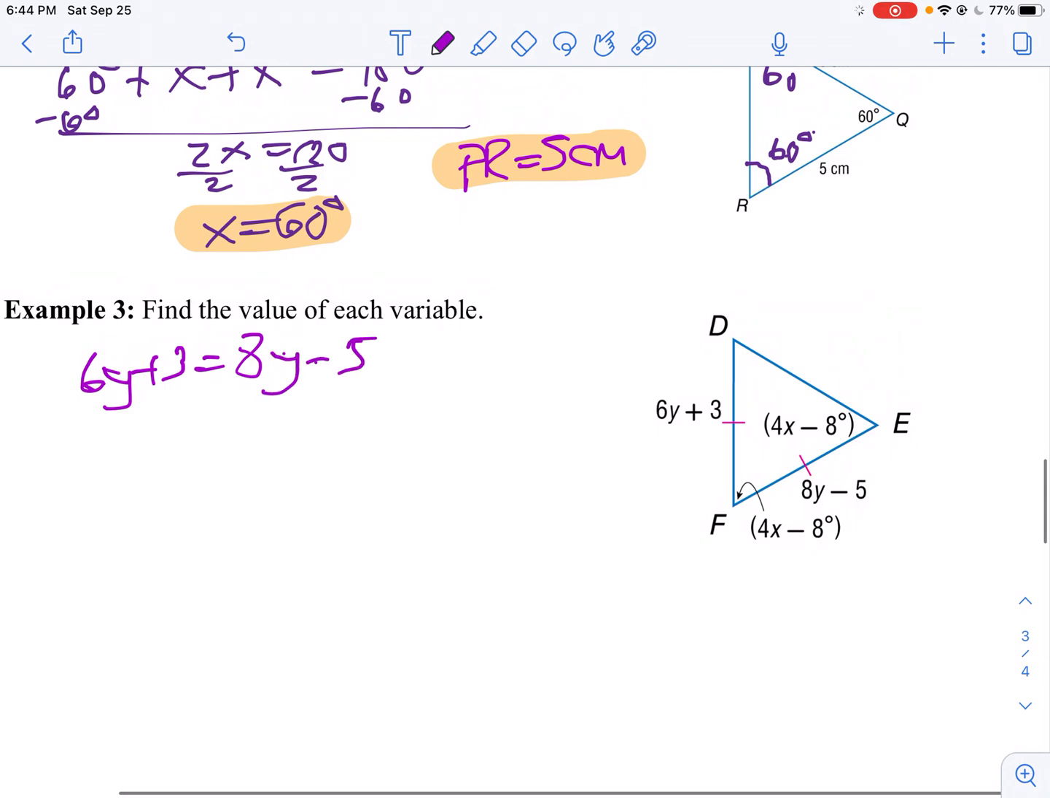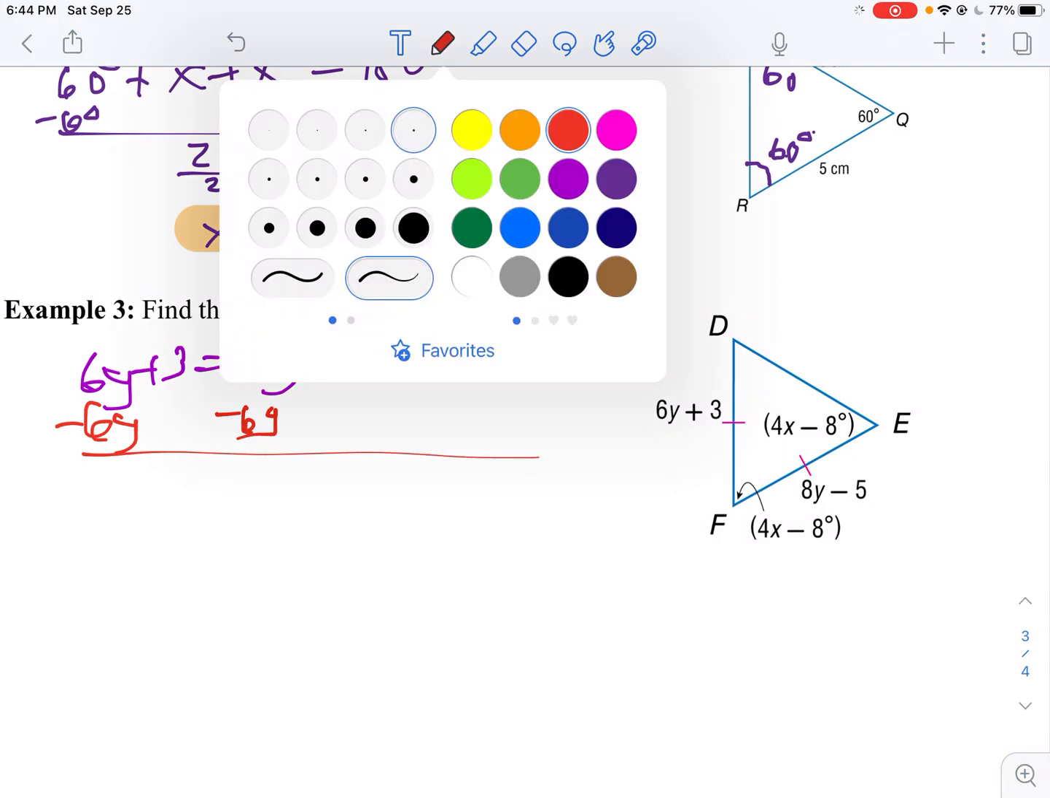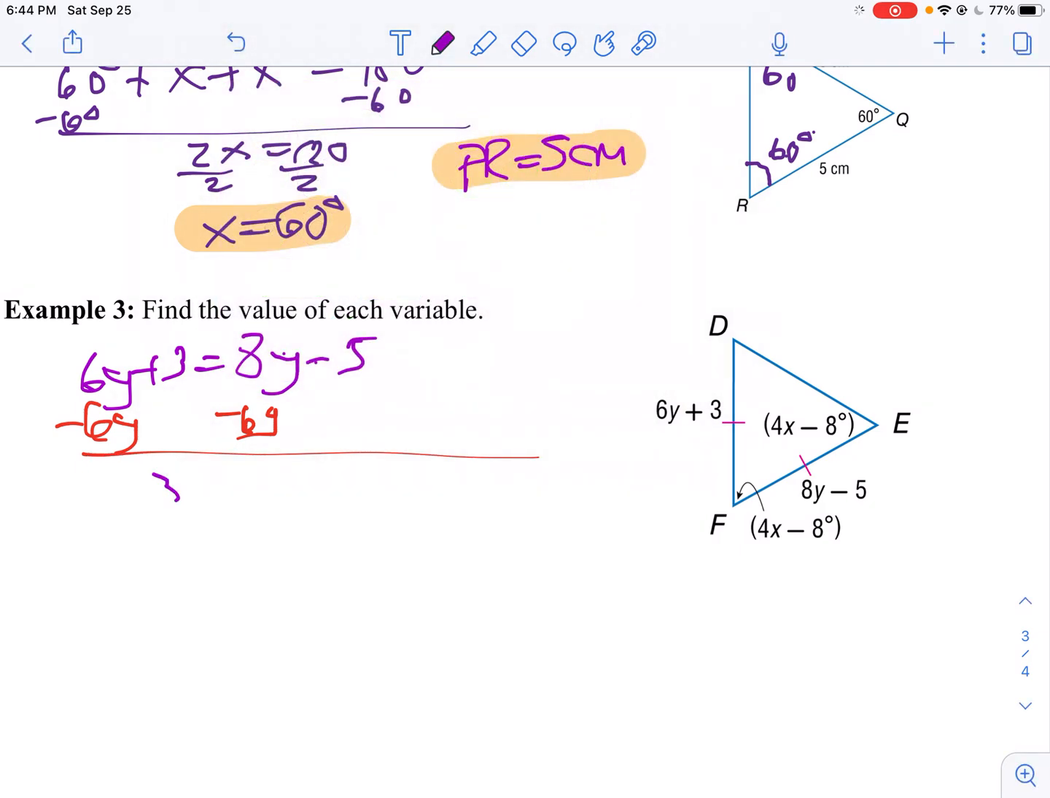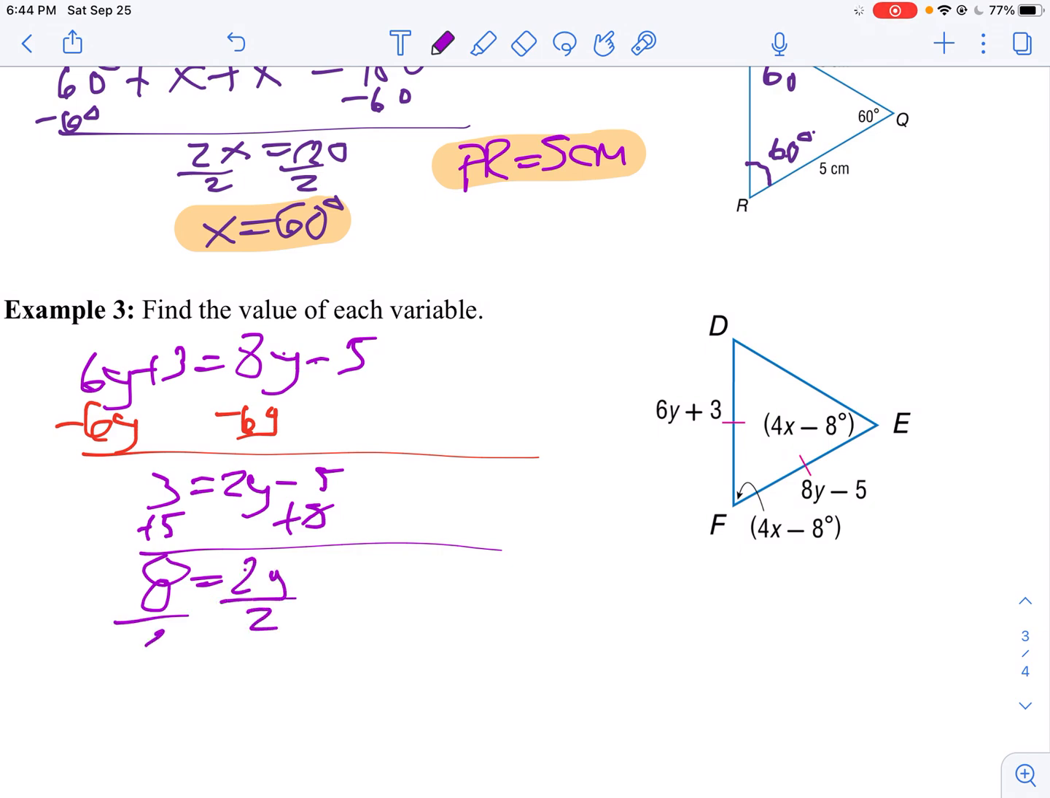So let's subtract 6y from both sides. And we bring down the 3 equals 2y minus 5. I'm going to add 5 to both sides. So 8 equals 2y. Divide both sides by 2. y equals 4. So we just found y.